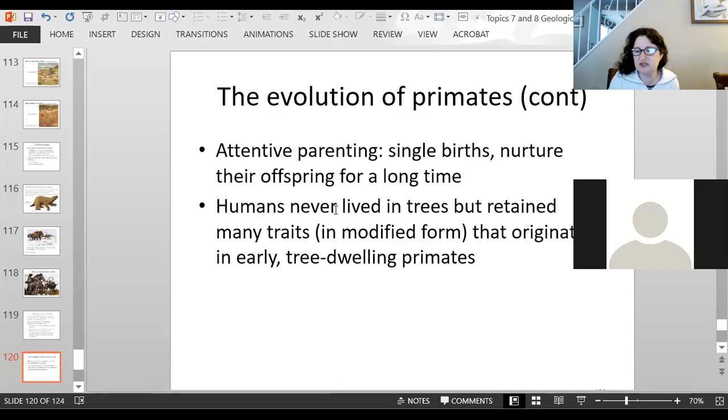As opposed to, if you ever watch a documentary, zebras and horses and deer are born and within a few hours, they could potentially get up and walk around. Primate babies can't do that. But there are mammals that are born and can just get up and walk around. Okay, so again, humans never lived in trees, but we have traits, modified in some ways, that originated in our ancestors that did live in trees.